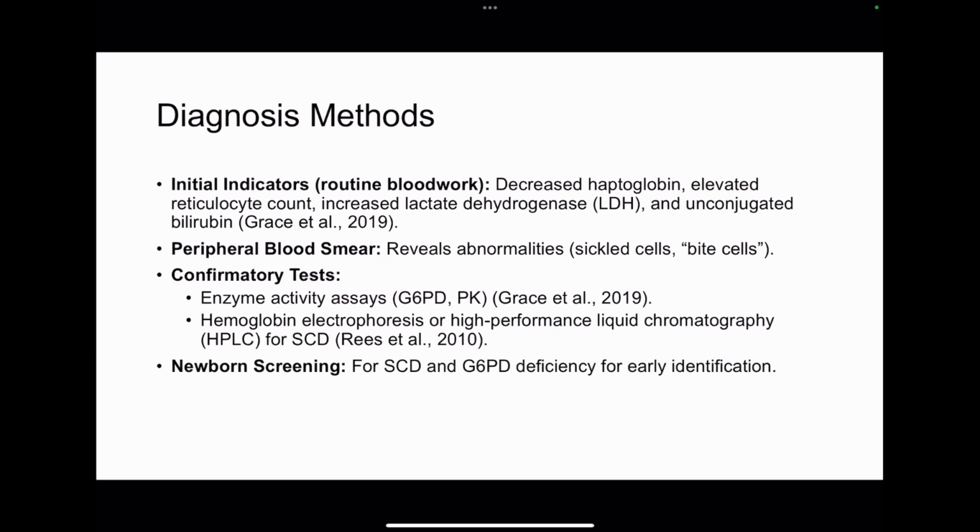There are confirmatory tests, which vary depending on the suspected type. So we have the enzyme activity assays for G6PD and pyruvate kinase deficiencies, and we have hemoglobin electrophoresis and high performance liquid chromatography for diagnosing sickle cell. In many regions, there is a newborn screening for sickle cell disease and G6PD deficiency for early identification. However, referral to a specialist, often a hematologist, is typically needed for diagnosing these diseases.